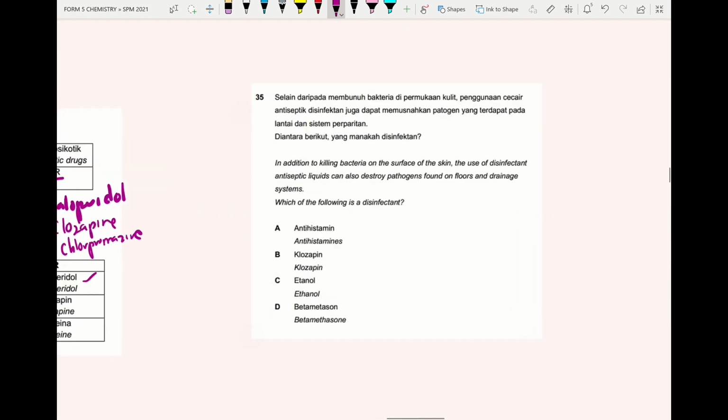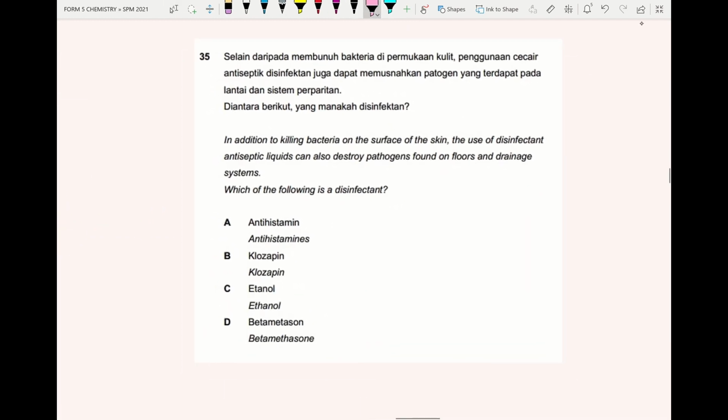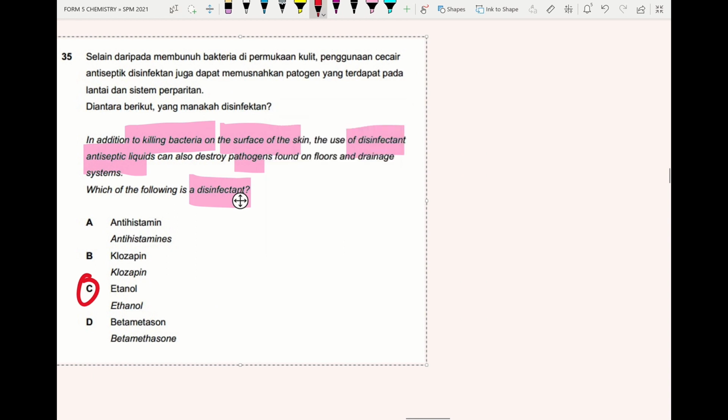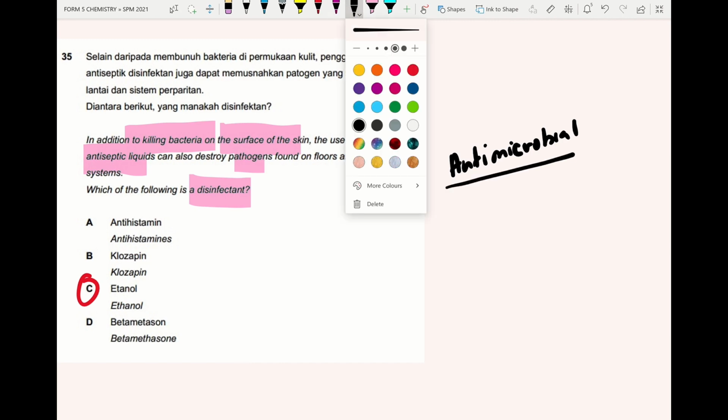All right, please check this last question on this one. Here they give, in addition to killing bacteria on the surface of the skin, the use of disinfectant antiseptic liquid can also destroy the pathogen found on the floors and drainage system. Which of the following is disinfectant? So the answer will be alcohol, ethanol. All right, please remember antimicrobial. Antimicrobial is used to kill or retard the growth of bacteria, virus, and fungus.